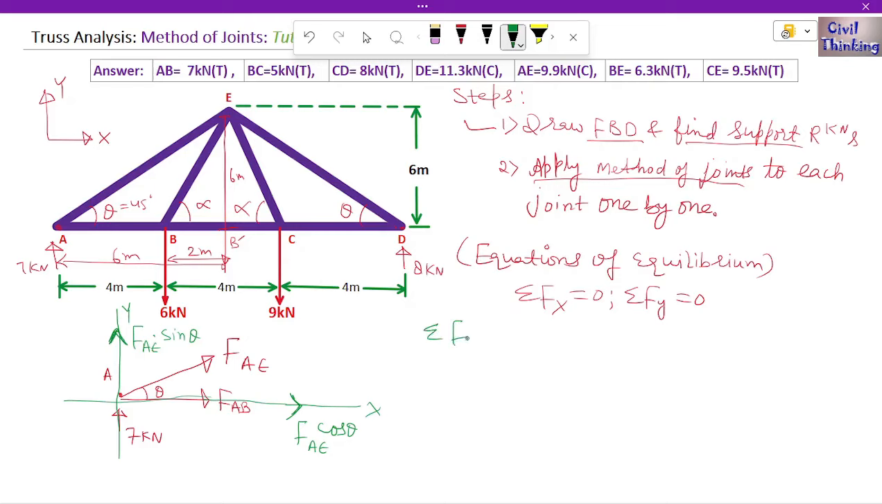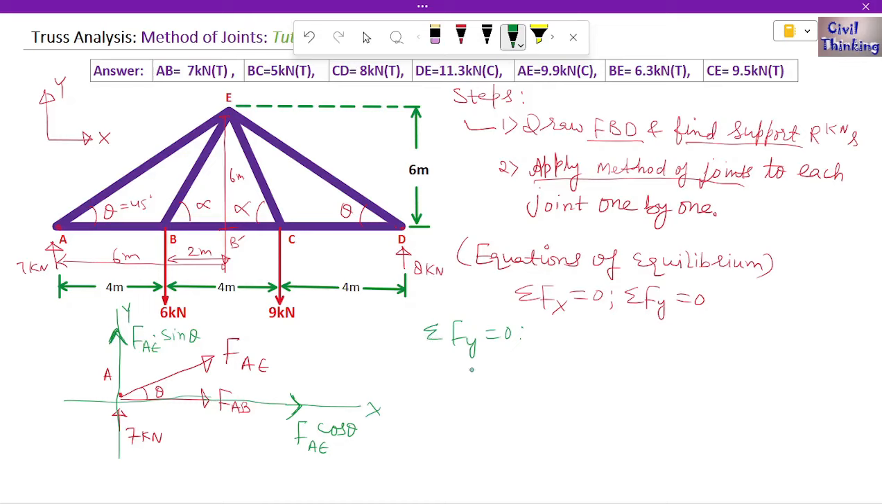Okay, so let us first apply this equation: summation of force about y equal to 0. Why? Because always first apply the equation where we have a known value. Now when you look at this, you have this 7 kilonewton. It is a known value, right? And this known value is in the vertical direction. Vertical direction is the y direction. So since we have a known value in the y direction, first we apply this equation.